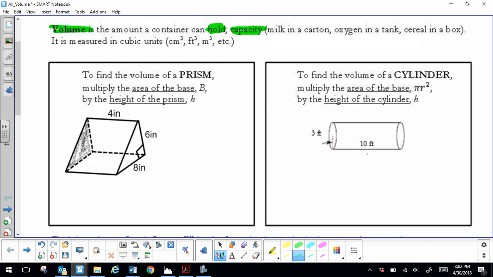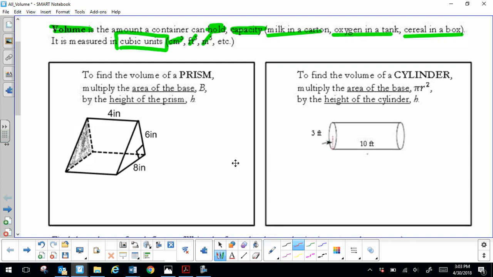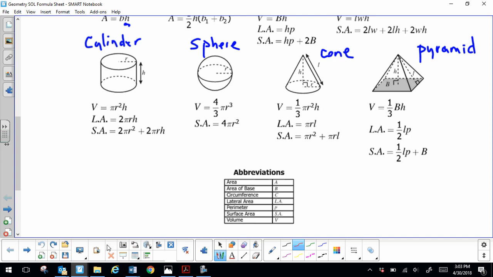Think of it like milk in a carton, oxygen in a tank, cereal, sand in a spherical container or something like that. We're going to use cubic units like centimeters cubed, feet cubed, meters cubed, etc. And we've got several different formulas on the formula sheet, so make sure you have page 76 out and available to you as we walk through these lessons so that you can refer back to it. I'm going to do that right now.